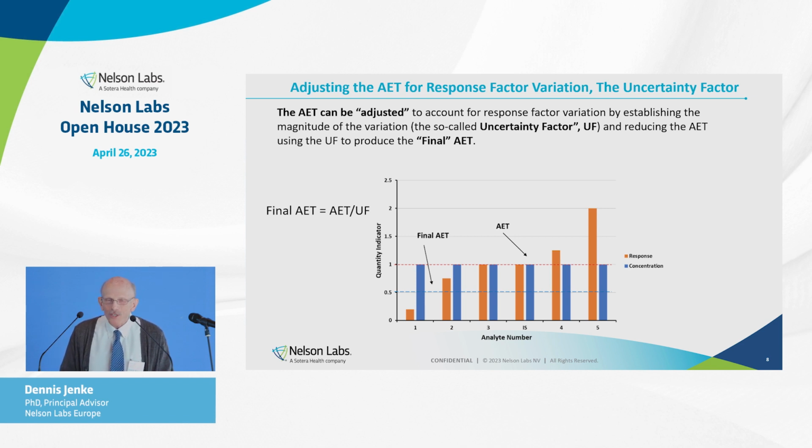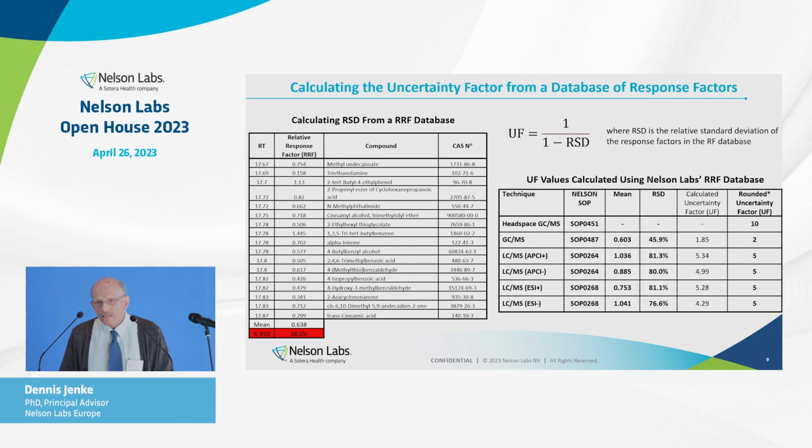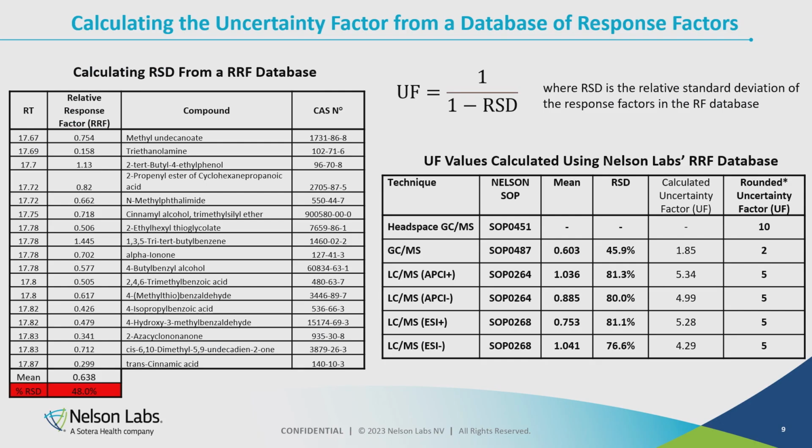And that's the traditional way that we've accounted for response factor variation, and that's using the uncertainty factor. Okay, I've got no objection to the concept. The concept is a good one. The issue is, how do you get that uncertainty factor? And I've got no issue, frankly, with the idea that you get that uncertainty factor from a database of response factors. But the question is how? How do you do it?